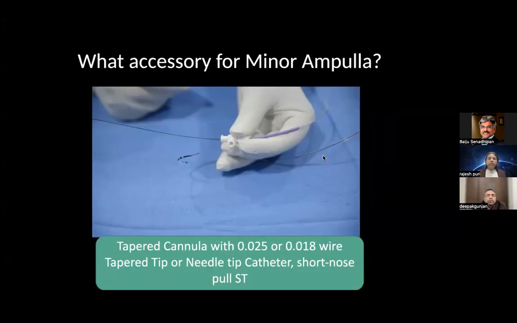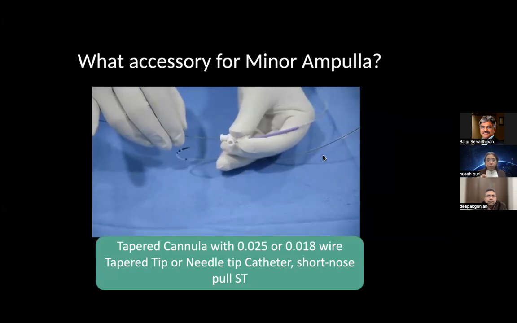And what accessories are you going to use? In my practice, I use the taper cannula with the 0.025 or 0.08 guide wire. A taper tip cannula is better, or a needle tip catheter, or the short nose sphincterotome. These are the things.